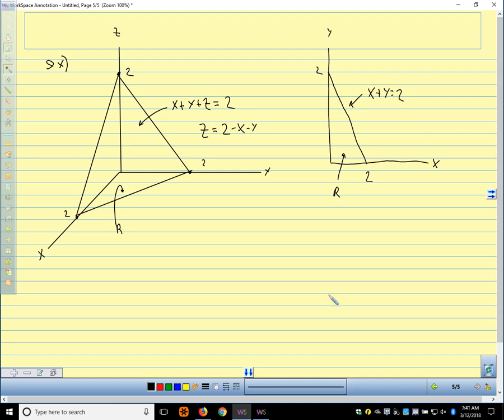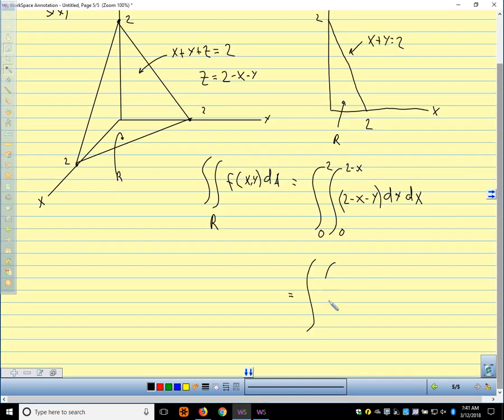All right, so let's set up our integrals. Double integral of f of xy dA equals, let's do our vertical rectangles first. y goes from 0 to 2 minus x of 2 minus x minus y, and x goes from 0 to 2, dy dx. And that's going to be the same as, if I do horizontal rectangles, x is going to go from 0 to 2 minus y, y from 0 to 2, 2 minus x minus y, dx dy. Either one of these is going to be relatively easy.